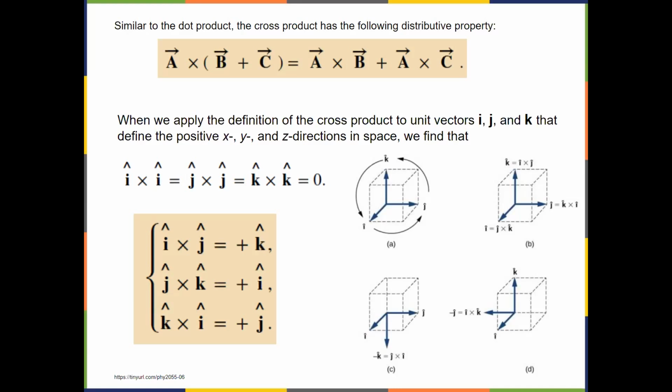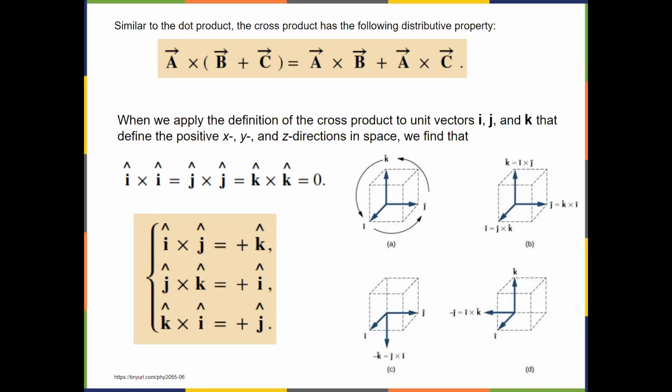Or think about it this way, even if you have two vectors that are not identical, but they are pointing in the same direction. Say one is 1 meter in the I direction, one is 2 meters in the I direction. As long as they are in the same direction, then the angle is 0, right? So then it will give you 0, okay? If you do the cross product of the two.